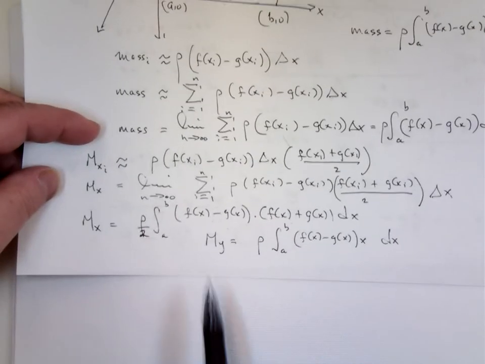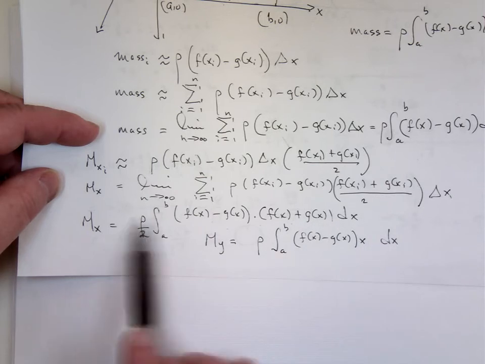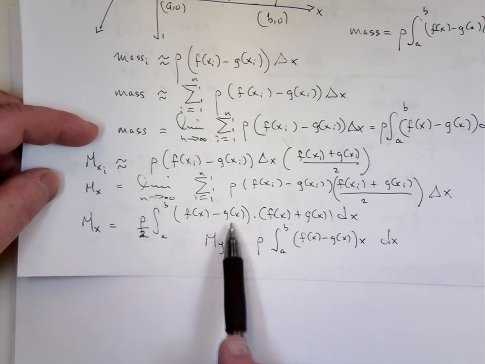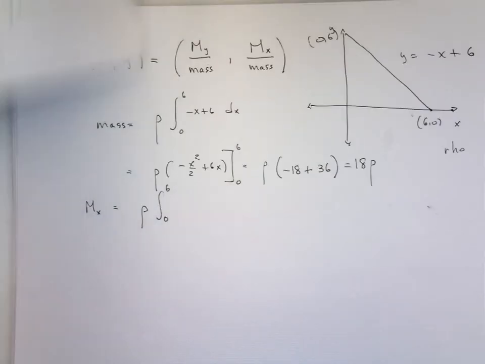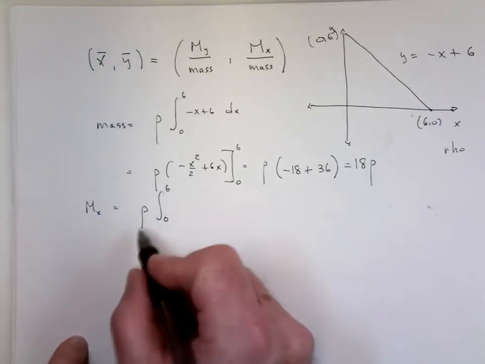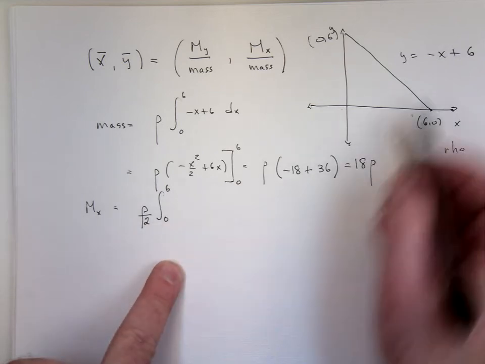That's the moment from the x-axis. It's rho over 2, the difference of the functions times the sum. So, rho over 2, the difference in the two functions, minus 0, and the sum.